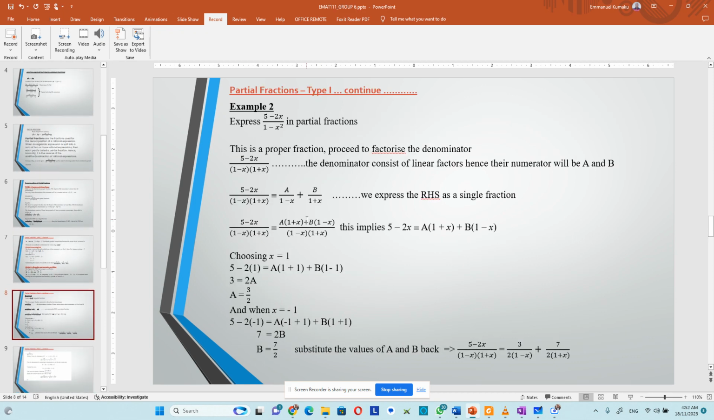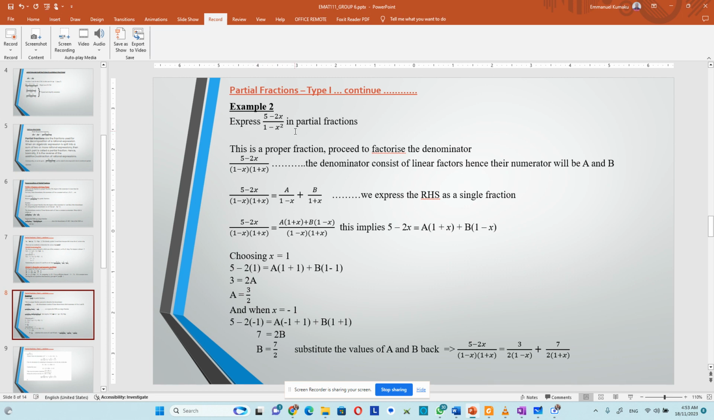Let's see whether there's another example. Now, express this in partial fractions. This is a proper fraction, so proceed to factorize the denominator. Always try as much as possible to factorize the denominator to get the factors within it. When it's a quadratic expression and it cannot be factorized, it is treated as another type, partial fractions with a quadratic denominator. But you don't just say it's a quadratic denominator when the expression can be factorized.